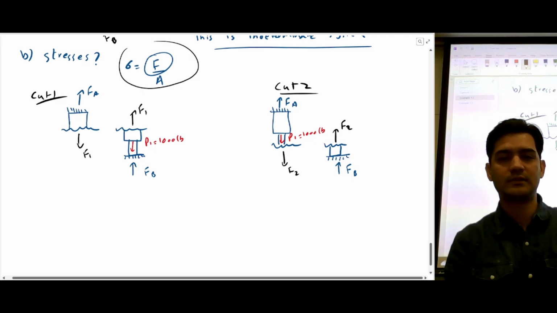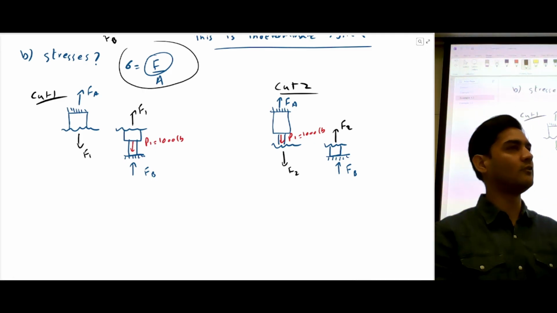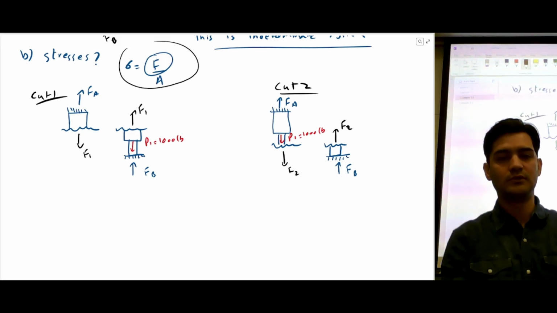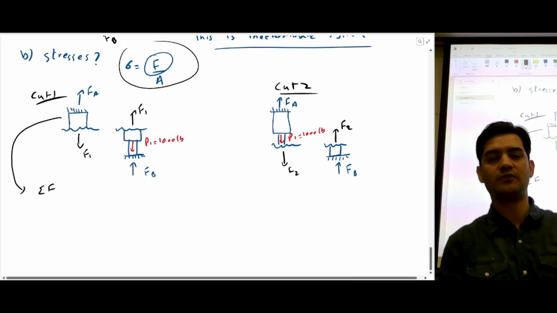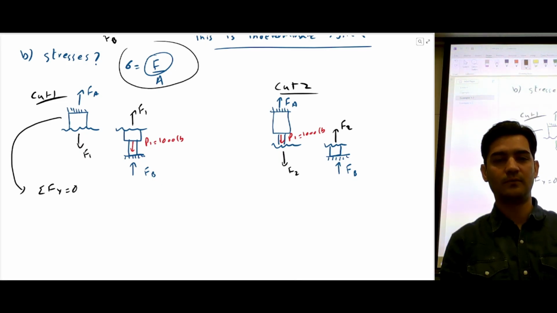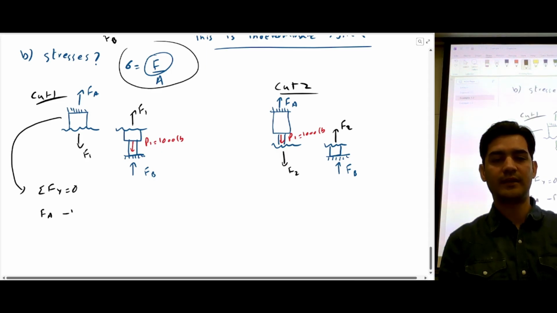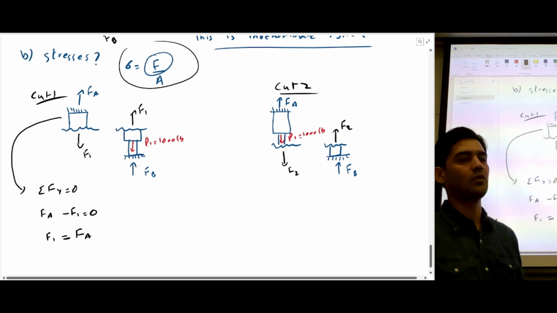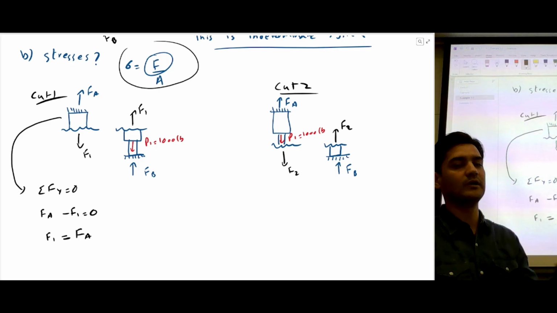So let's try to solve for F1 and F2. I think we can use this part of the section and do summation of forces equal to 0. So FA minus F1 is equal to 0. So F1 and FA are equal. So if we can calculate the reaction, we can calculate the force.